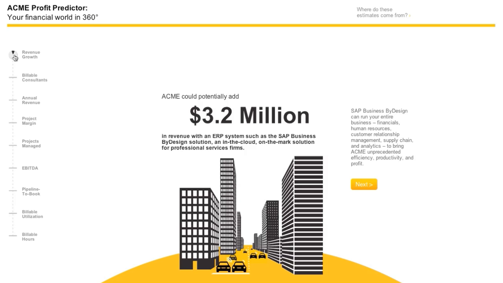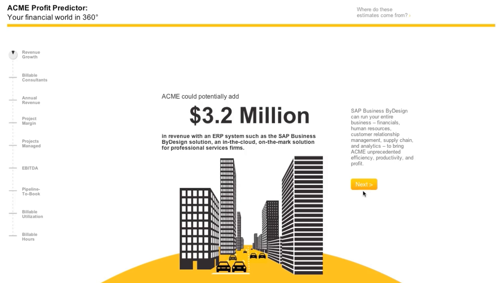So first of all, we have a nice breadcrumb trail down the left-hand side here. These are all the areas that we're going to give an approximate return on investment calculation for. So the first is revenue growth. Acme could potentially add 3.2 million in revenue with an ERP system such as the SAP Business ByDesign solution.